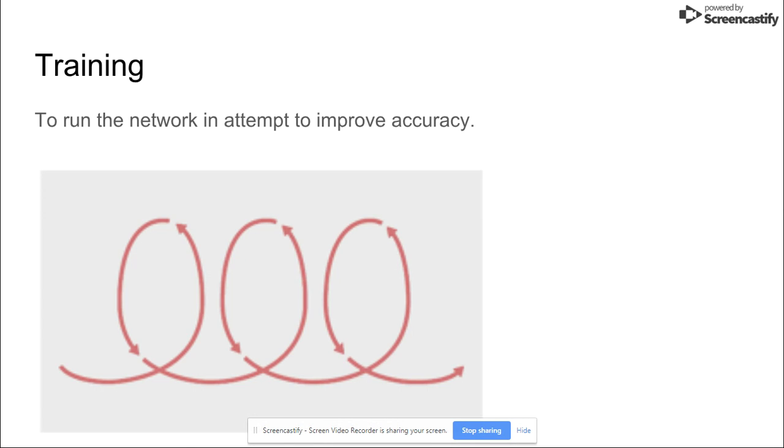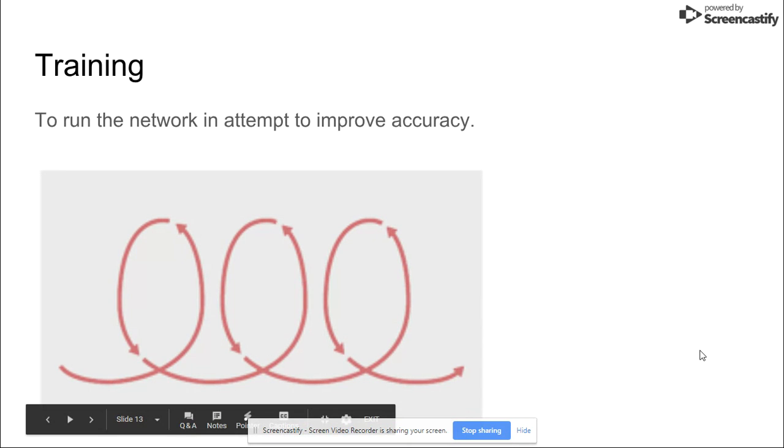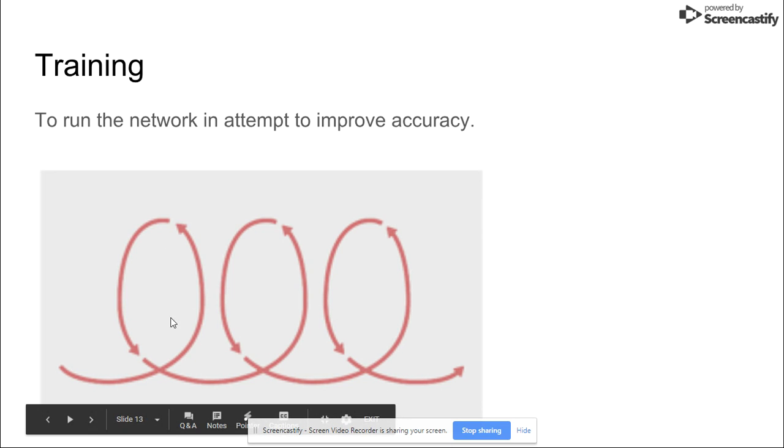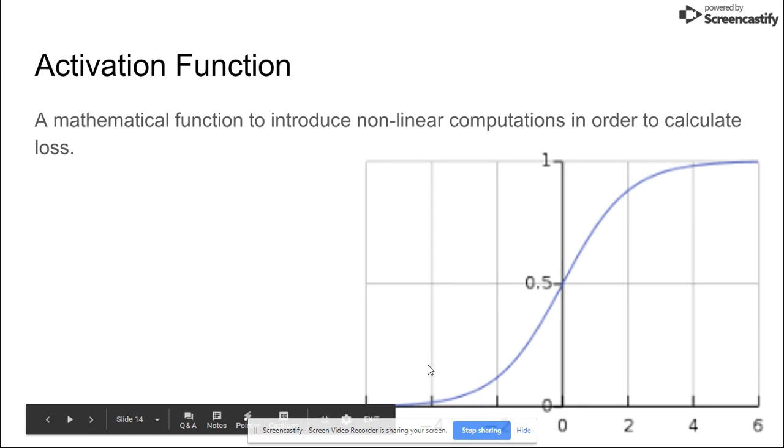Training. This is to run the neural network in an attempt to improve accuracy. So basically, how many times are you going to run the program and do the gradient descent to get the perfect value or almost perfect value? And this is showing a bunch of iterations.